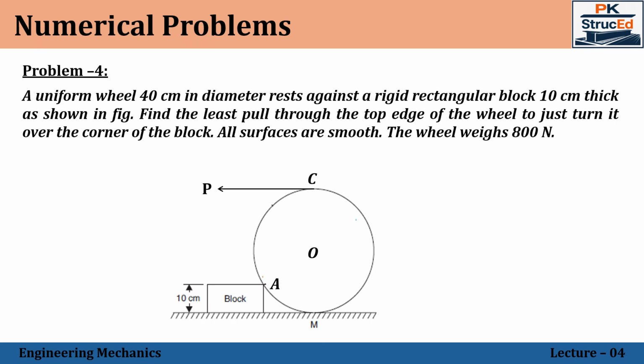So the wheel tends to rotate about the point C because the external force has been applied at the point C. Therefore, the wheel tends to rotate about the point C. So the point C becomes the instantaneous center of rotation. This observation is crucial for solving the problem.